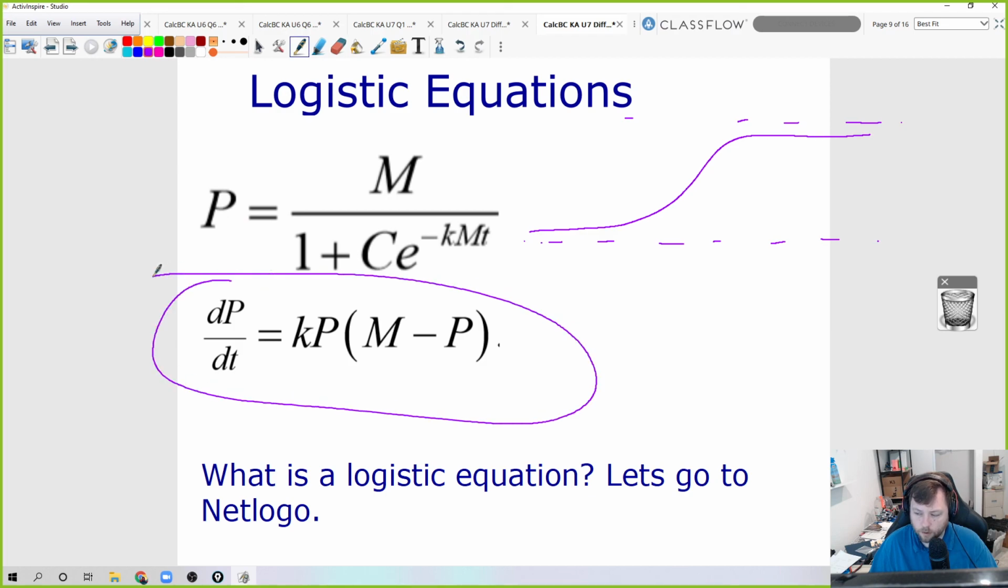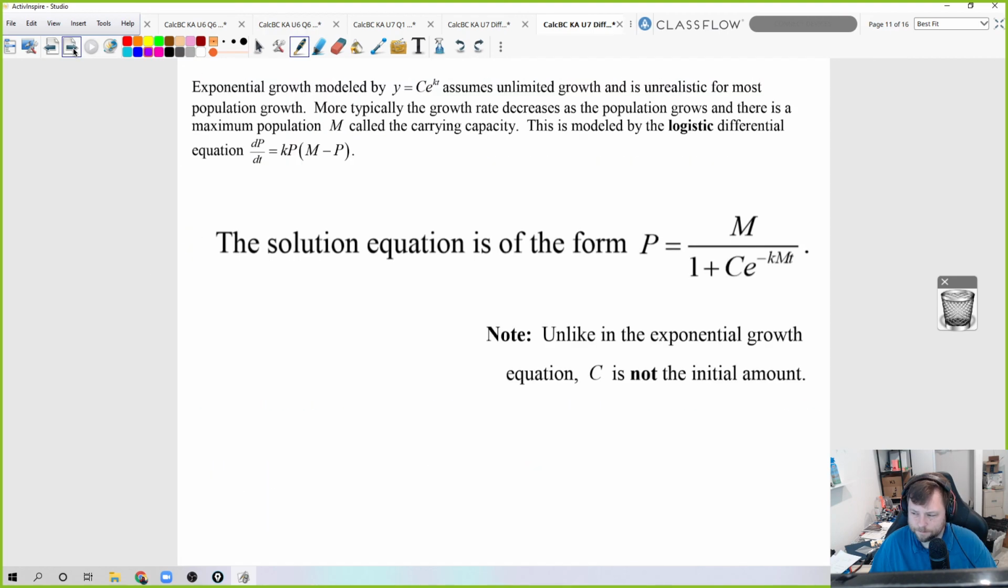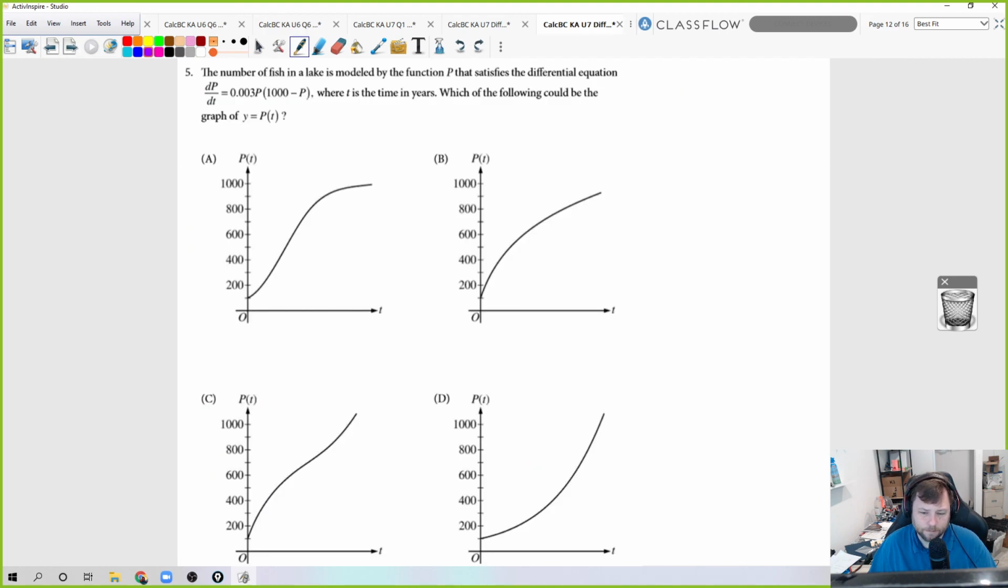This is the differential form, which is probably more important for this. But I don't even know. No guarantee it's on the AP test, or not in depth that much, I would say. And that's what we did. There's your review.